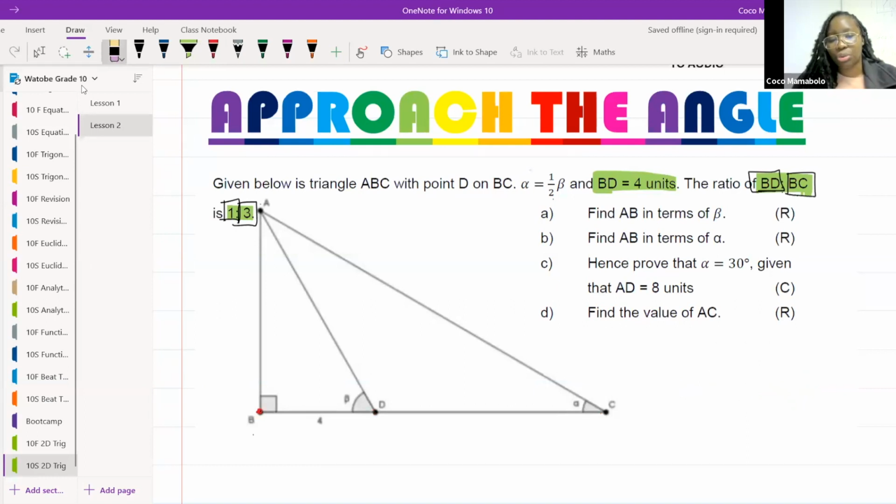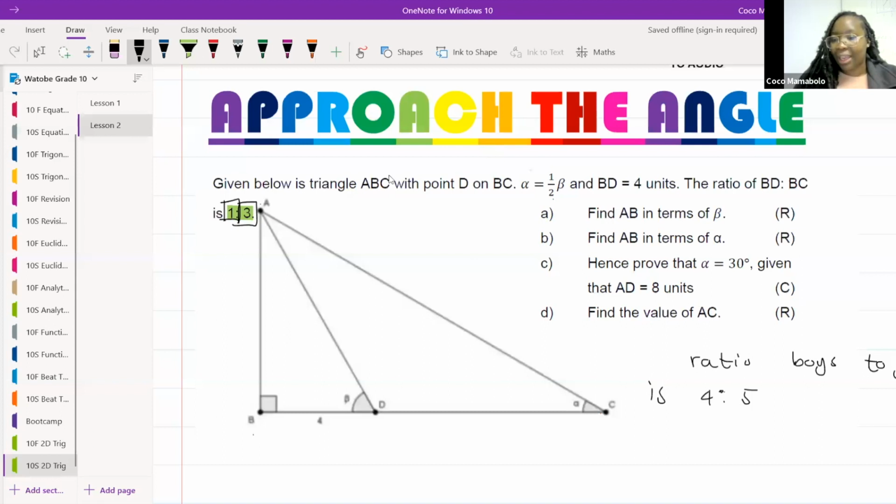Let's just talk about how ratios work quickly. Here's how ratios work. If I said to you guys that the ratio of boys to girls is 4:5, because in my statement boys came first and then girls, that means boys are in a ratio of 4 and girls are in a ratio of 5. Give me a thumbs up, everyone, if that makes sense.